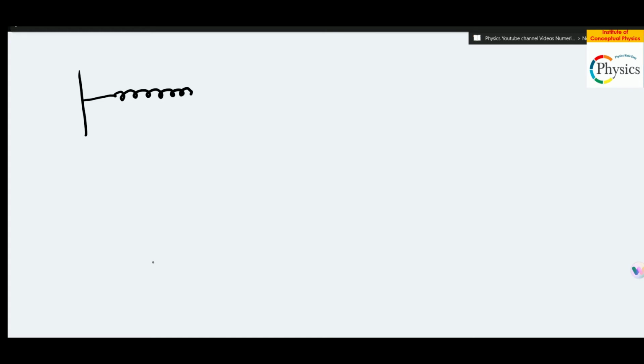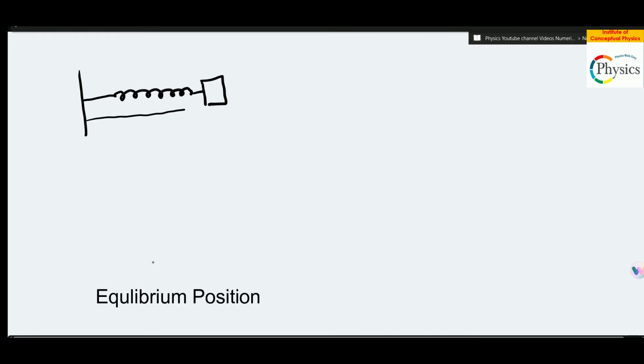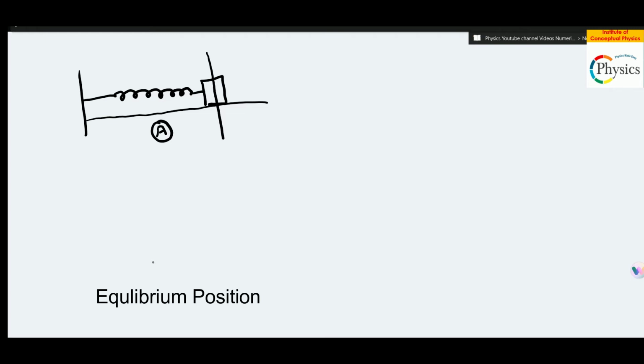A neutral position is where the spring is lying as is. There is neither any pull nor push. This is your situation number A. I call this it is lying peacefully. Nobody's pulling it. Nobody's doing anything to it.